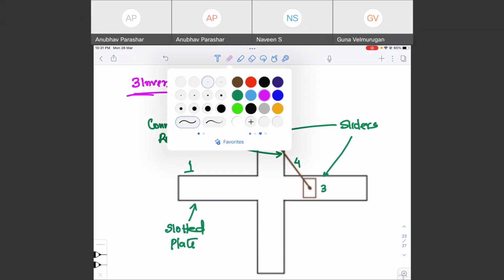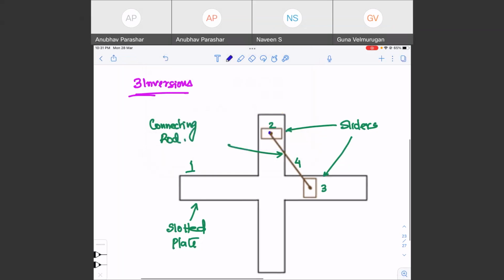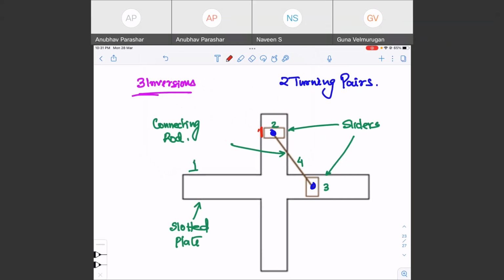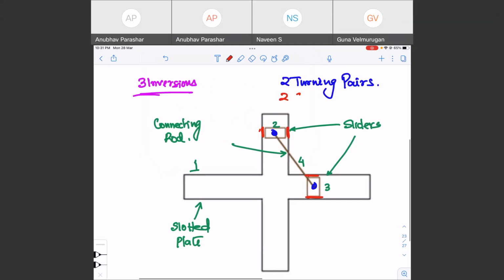Okay. So how many turning pairs? There are 2 turning pairs, right? You can see this is one turning pair, this is one turning pair. 2 turning pairs. What else? Are there sliding pairs? There are 2 sliding pairs. You can see, right? This is one sliding pair. This is one sliding pair. The sliders will slide. So there are two turning pairs and two sliding pairs.